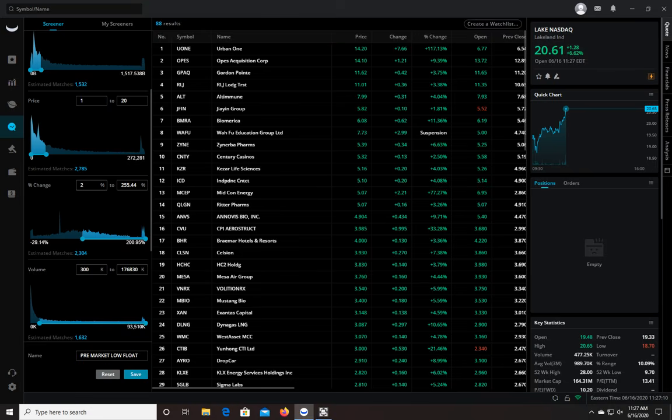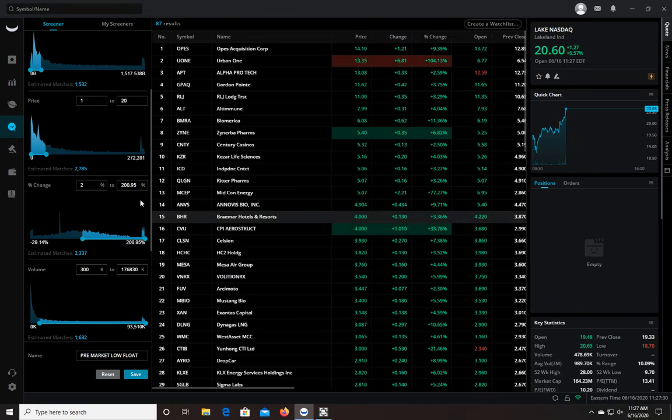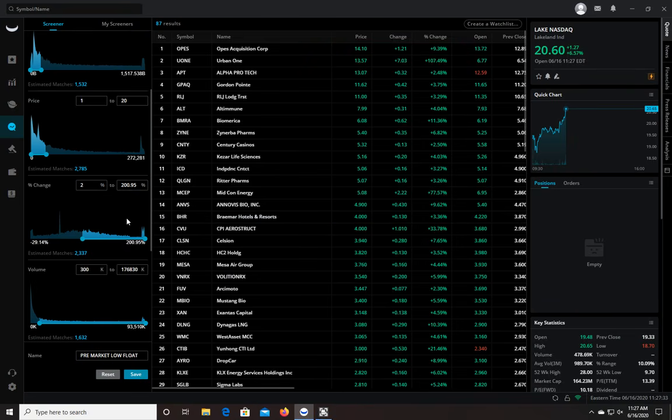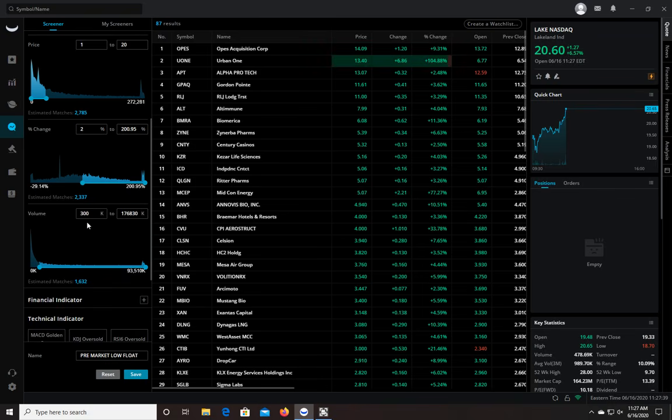The percent change, I have it set from 2% to the maximum. This kind of changes throughout the day or night, you'll notice. Right now, it looks like the maximum is actually 200.95%. And here you see a previous high. If I play with this right now, you see it stop at the current high. So you might have to play with that as you're using the screener throughout the day or in the pre-market hours. Now the volume setting, I have it set for 300,000 to the max. This is just to make sure that there's liquidity in the stock, so if you buy a bunch of shares, you're going to be able to sell them.